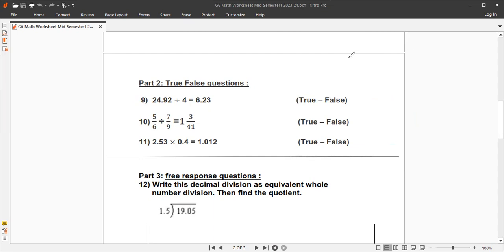Next question. 5/6 divide 7/9. Let me check, guys. You know, when you divide by a fraction, you multiply by its reciprocal. 5/6, I keep it. Remember, the first fraction, you keep it. Now, keep, change. Change means change division into multiplication. And flip. It was 7/9, I write it now 9/7. Now multiply, it became multiplying fractions.